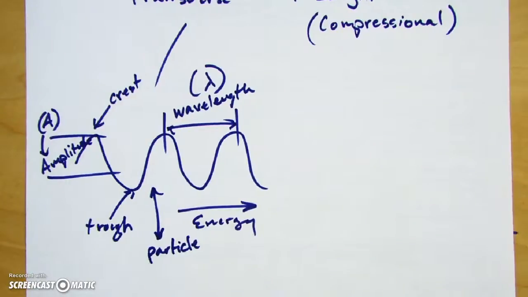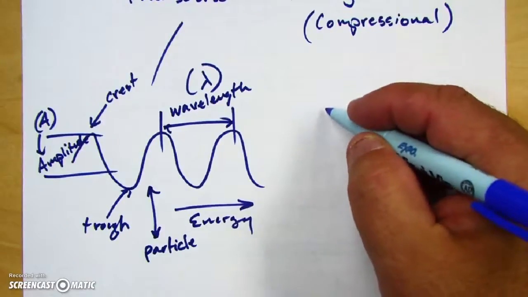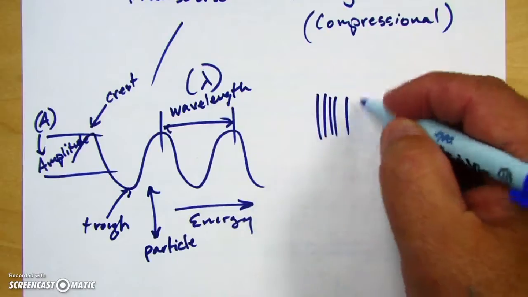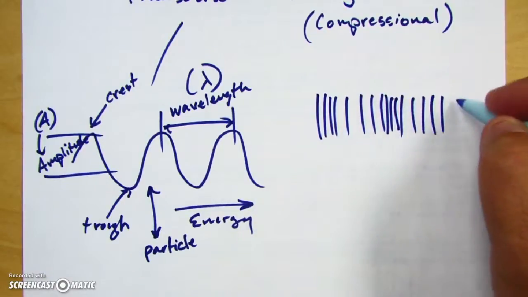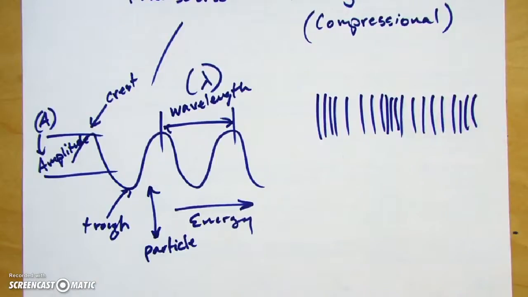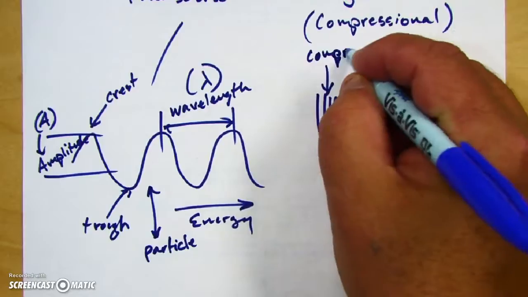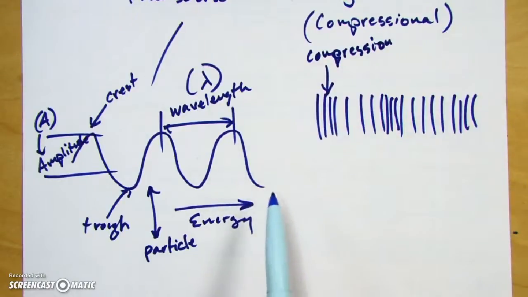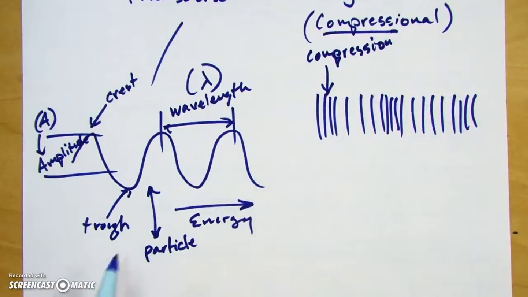Now, a longitudinal wave is much, much harder to draw. I can demonstrate it better with a slinky in class. But what happens is essentially you have areas where it's real close together, then it spreads out, then it gets real close together again, then it spreads out, then it gets real close together again. Now, terms. This is called a compression. That makes sense. The waves are compressed together. So therefore the term compressional wave makes a lot of sense when you think about this.